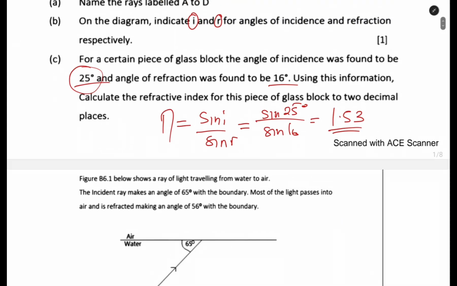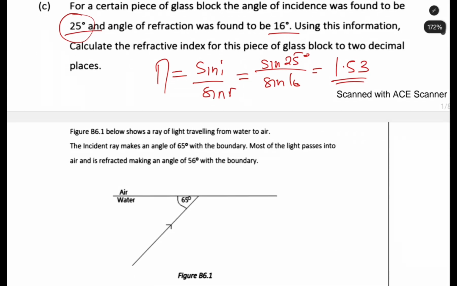Let us have a look at this second question. Figure B6.1 below shows a ray of light traveling from water to air. The incident ray makes an angle, so pay attention, of 65 with the boundary. Most of the light passes through and passes into air, and it is refracted, making an angle of 56 with the boundary. Now, one thing you should know is the angle of incidence and the angle of refraction.